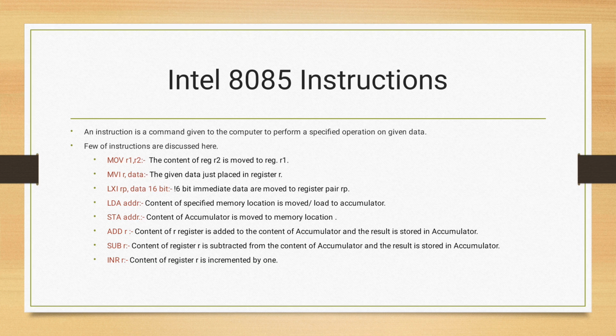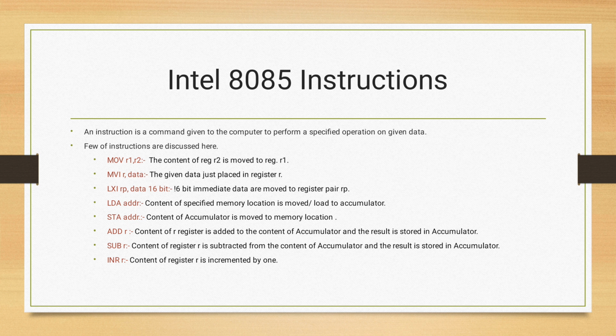So, what is instructions? Instructions is a command given to the computer system to perform a specific task on the given data. That means the computer simply performs a given task on the specified data according to certain instructions. In the Intel 8085 microprocessor, there are several kinds of instructions present, but here in these slides I am describing a few of them as follows.